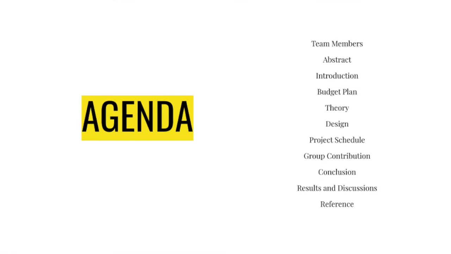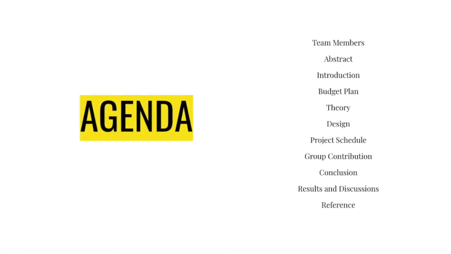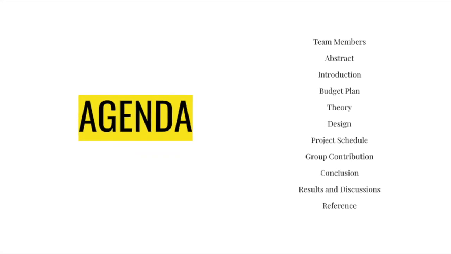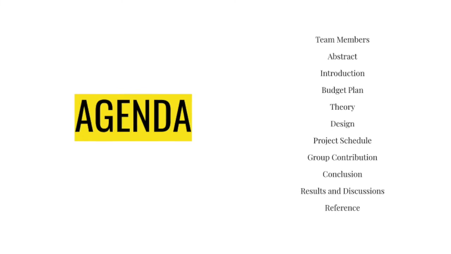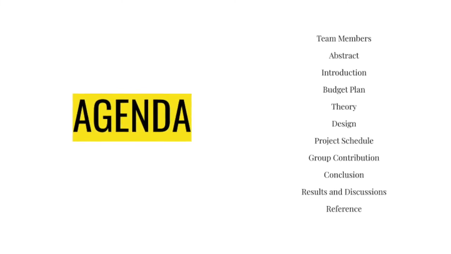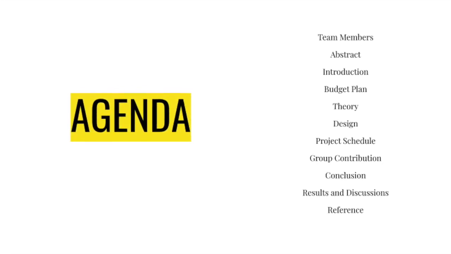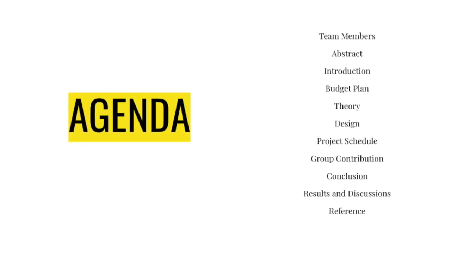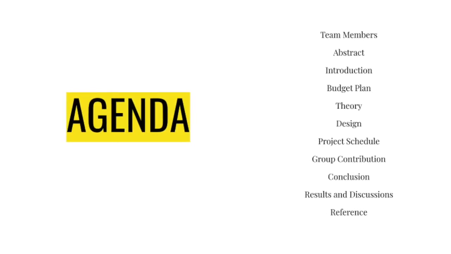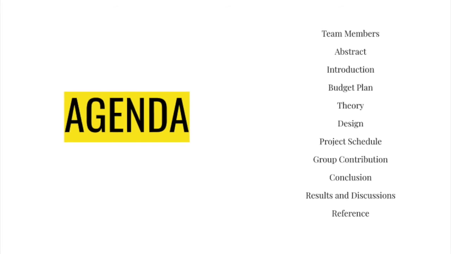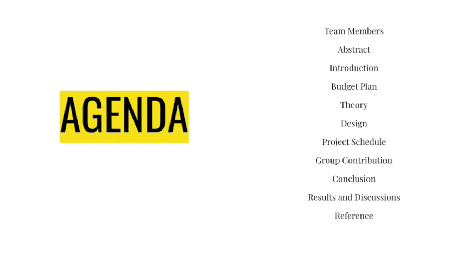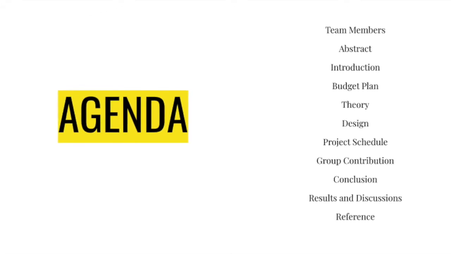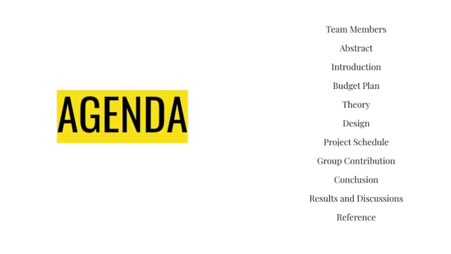So our agenda will be the introduction of our team members, our abstract, the introduction of our project, the budget plan, then we will go over the theory and the design of our project, then moving forward to show the updated project schedule, then our group contribution, so showing what each team member has done this semester with our project, then our conclusion, then we will talk about the results and different discussions we had with other students regarding our project, and then we will move on to our references.